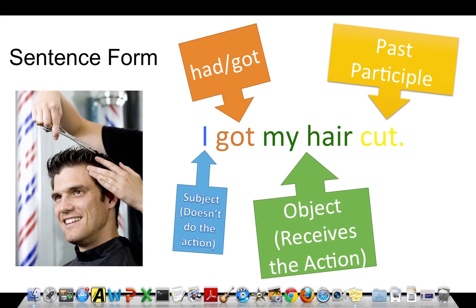I is the subject that doesn't do the action. Got goes next, with had or got. And then we have the object, in this case my hair, and remember it receives the action. And finally we have the past participle, cut.